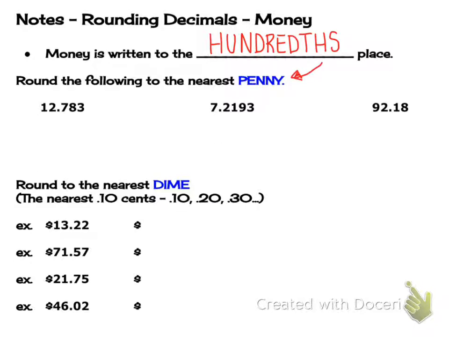If I have 12 and 783 thousandths and I want this to the nearest penny, I have to find the number that's in the hundredths place. I see the 8 is in the hundredths place, so I know I have to look at the 3 to see if that's going to round up or keep it the same. So as we have learned in the past, if the number is 4 or below, it doesn't change the value of the number you're rounding to. So it would be 12.78.